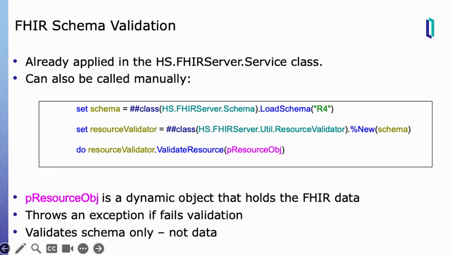In order to do that, you'll need to decide which schema you're working on. In our case, R4, this is the FHIR schema. You'll create a new validator object, and you'll just activate the method of validate resource and send the resource you've just created. Bear in mind that the validator does not return any status. It just throws an exception. Okay, so you'll need to put it in a try and catch block. And then you'll know if you had an error or not.